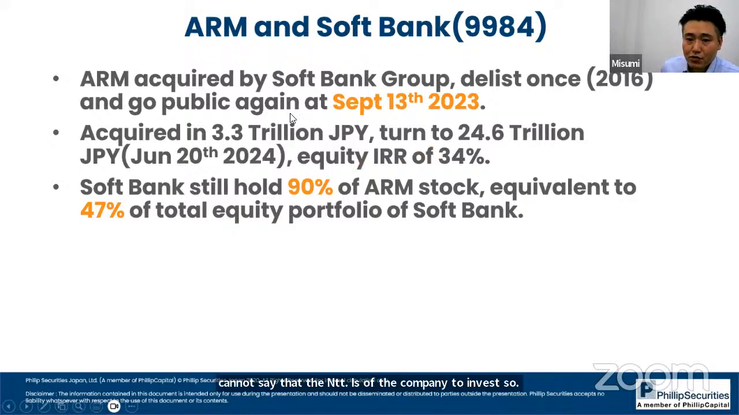So let's talk about Arm and SoftBank. Arm was acquired by SoftBank Group and delisted in 2016, and went public again on September 30th, 2023. It was acquired for 3.3 trillion JPY and turned out to be 24.6 trillion, nearly a 10 times gain, and the equity IRR is 34%. SoftBank still holds 90% of Arm's stock, equivalent to 47% of the total equity portfolio of SoftBank Group.